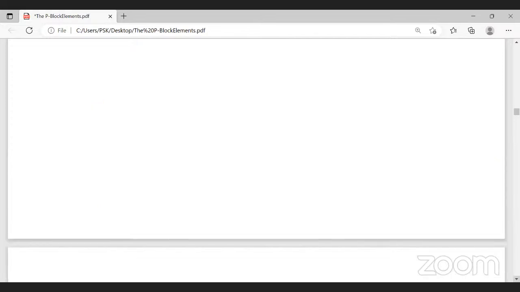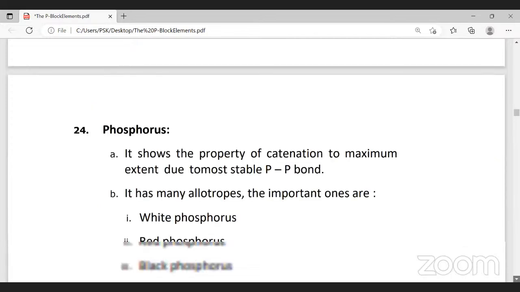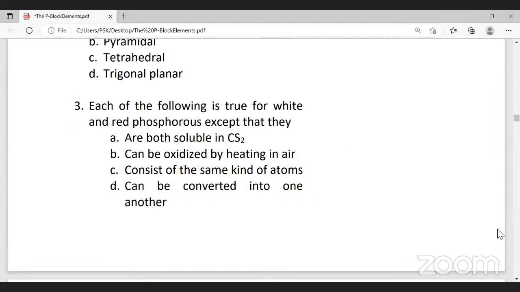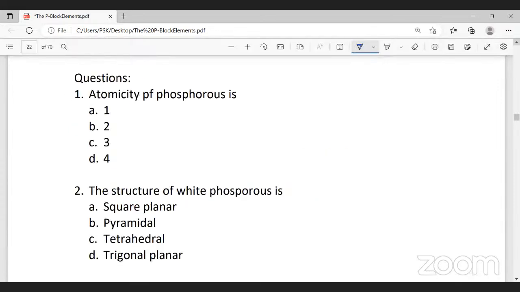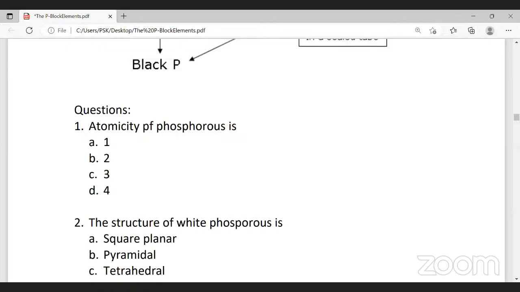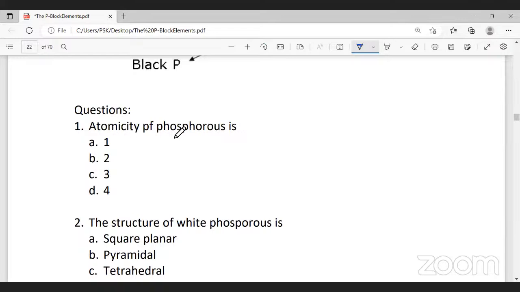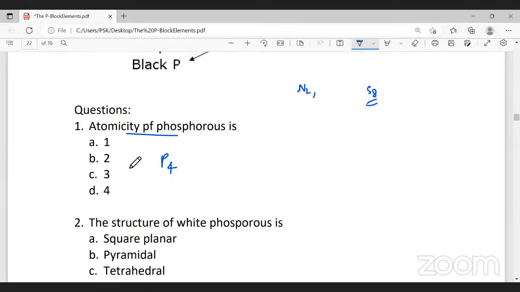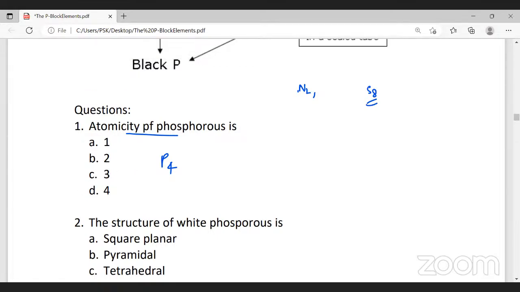Now, coming to phosphorus, we will learn some of the questions based on phosphorus. I think a lot of questions we learned with nitrogen, few questions with phosphorus, and then we will keep on. The atomicity of phosphorus is 1, 2, 3, 4. What does it mean? Phosphorus exists as P4. Nitrogen exists as N2. Sulfur exists as S8. So we learned that phosphorus exists as P4.